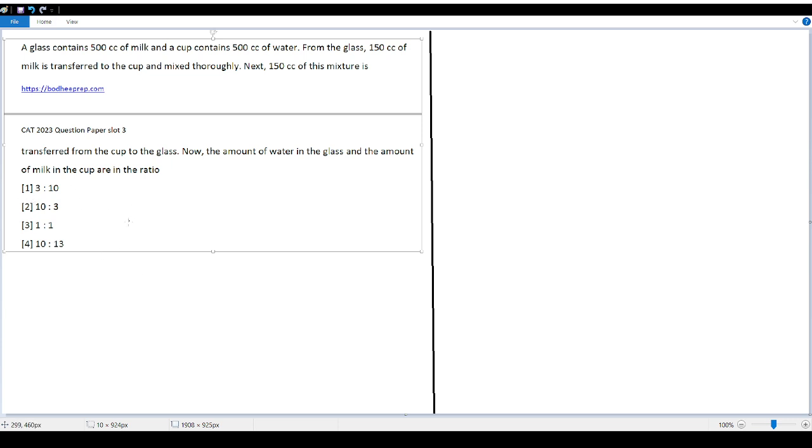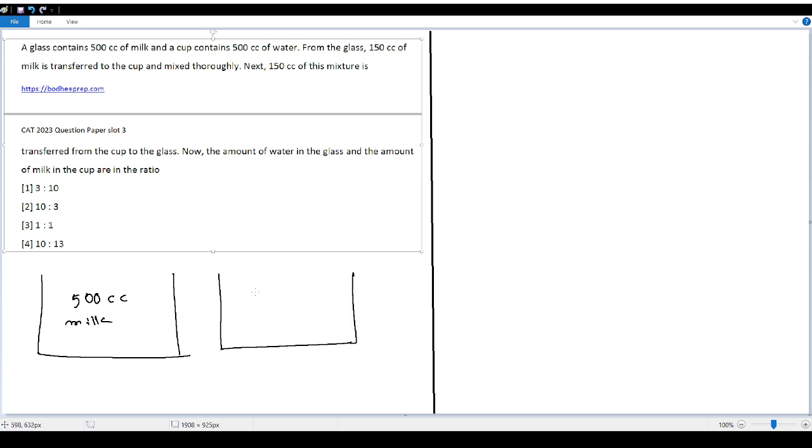Okay. A glass contains 500 cc of milk and a cup contains 500 cc of water. So this is the glass. It contains 500 cc of milk. And this is the cup which contains 500 cc of water. Now from the glass 150 cc of milk is transferred. So how much is left over here? 350, right? 350 cc of milk is left.